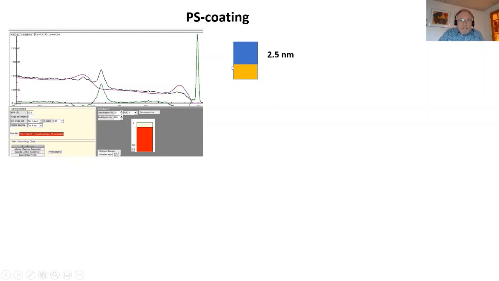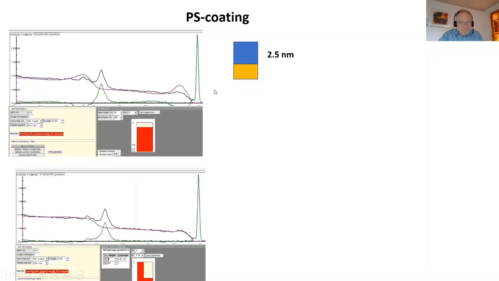If we look at the polystyrene, it's a little bit different. Here we find a coating thickness of 2.5 nanometers. So that would again be sort of the average coating thickness, because again the fit is not good here, although it's quite good in the background. If we change from this structure to that structure, we get a much better fit to the spectrum.